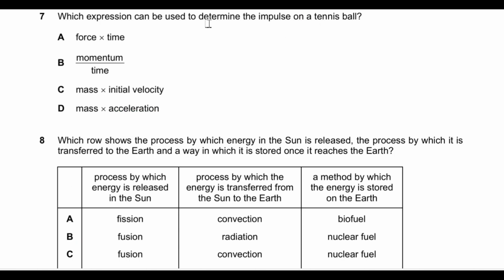Question number 7 says, which expression can be used to determine impulse? Impulse is basically force multiplied by the time period for which the force acts. So A is the correct option. We can also write it as force times delta T.